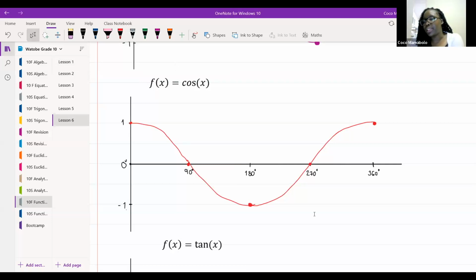Somebody named iPhone is saying, I didn't get how the graph started from 1 and not 0. Punch into your calculator cos of 0 and tell us what it gives us.